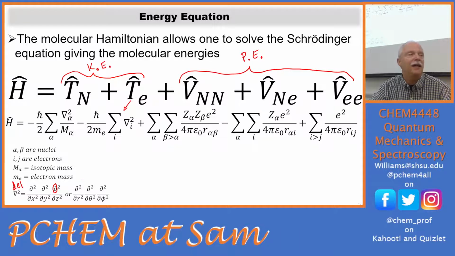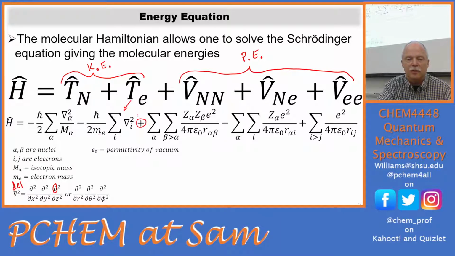Okay, so that's the kinetic energy pieces. Well, we have potential energy pieces. So we have Coulombic attraction. So this is the nucleus repulsion, so it's a positive term because it's repulsive. It's the charge on nucleus alpha, the charge on nucleus beta, and the Z's are the number of protons in each. So the number of charges in alpha, the number of charges in beta, and then this E is the elementary charge for a positive charge.